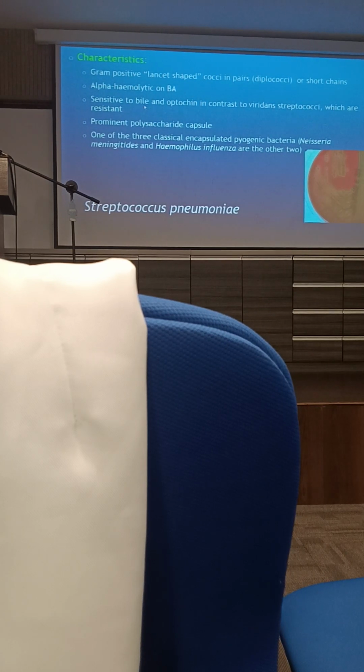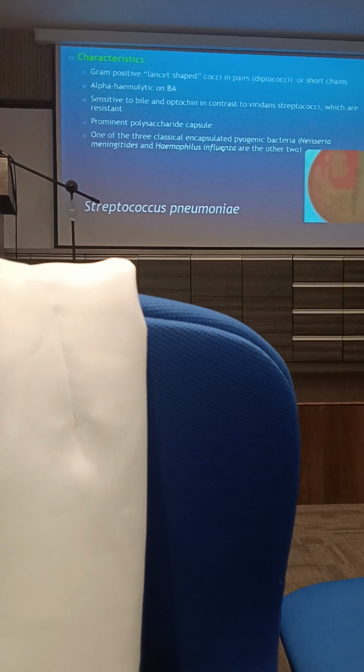It is sensitive to bile, so it can solubilize in bile, and it's also sensitive to optochin, as I mentioned earlier, in contrast to viridans. It has a prominent polysaccharide capsule, so you see it a bit like braille on the plate. It's one of the 3 classical encapsulated pyogenic bacteria, just like Neisseria meningitidis and Haemophilus influenzae.